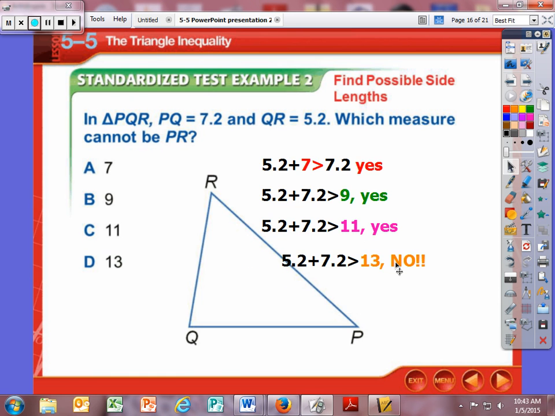Now the 13 is the one that we need to watch out for. Okay, again, the 5.2 and the 7.2, since they're the shortest ones, add them up. Notice you are getting 12.4. That is not greater than 13. So the D answer, 13, is the one that cannot be the third side. Okay, the rest of these, it's okay. But D, we cannot have if we want to form a triangle.